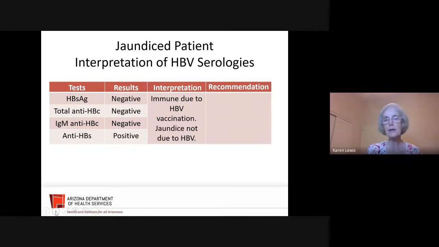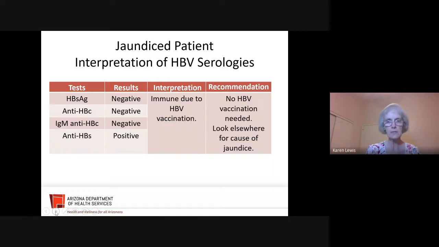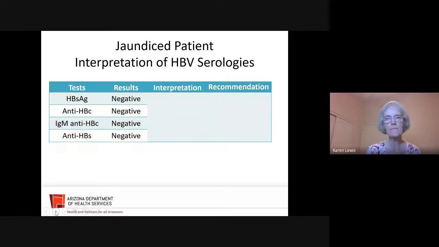So what needs to be done? Well, since the jaundice is not due to hepatitis B, you don't need vaccination because you're positive. Serology, protective antibodies show that you're protected. You just have to look elsewhere for the cause of jaundice.